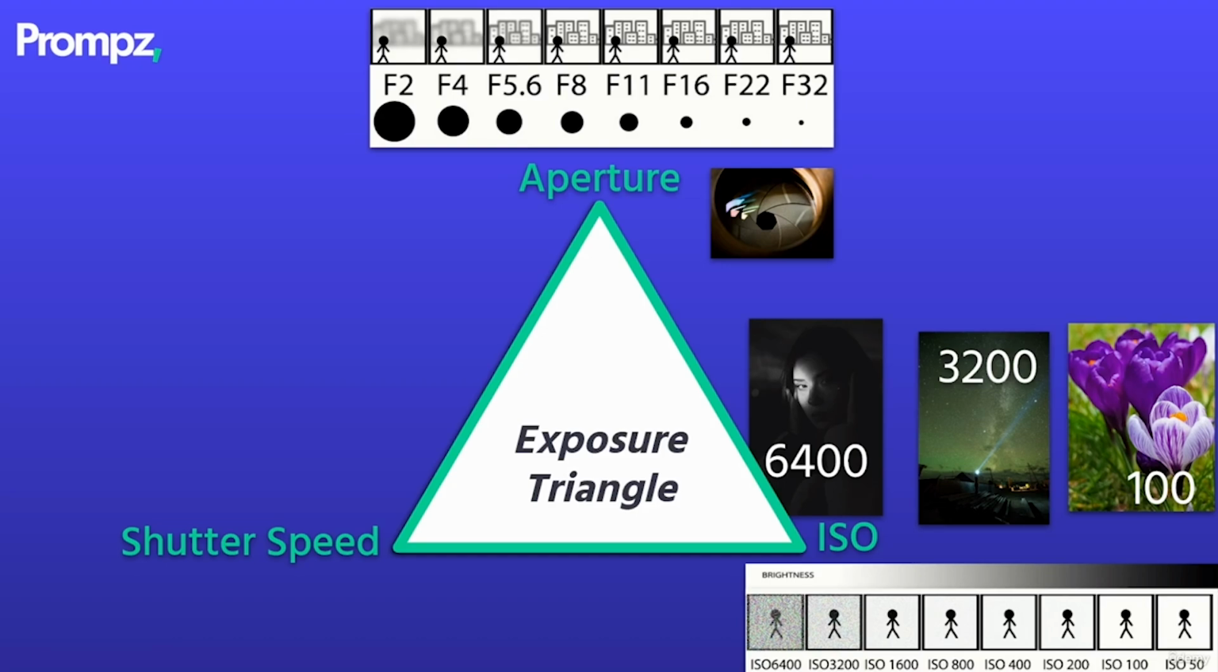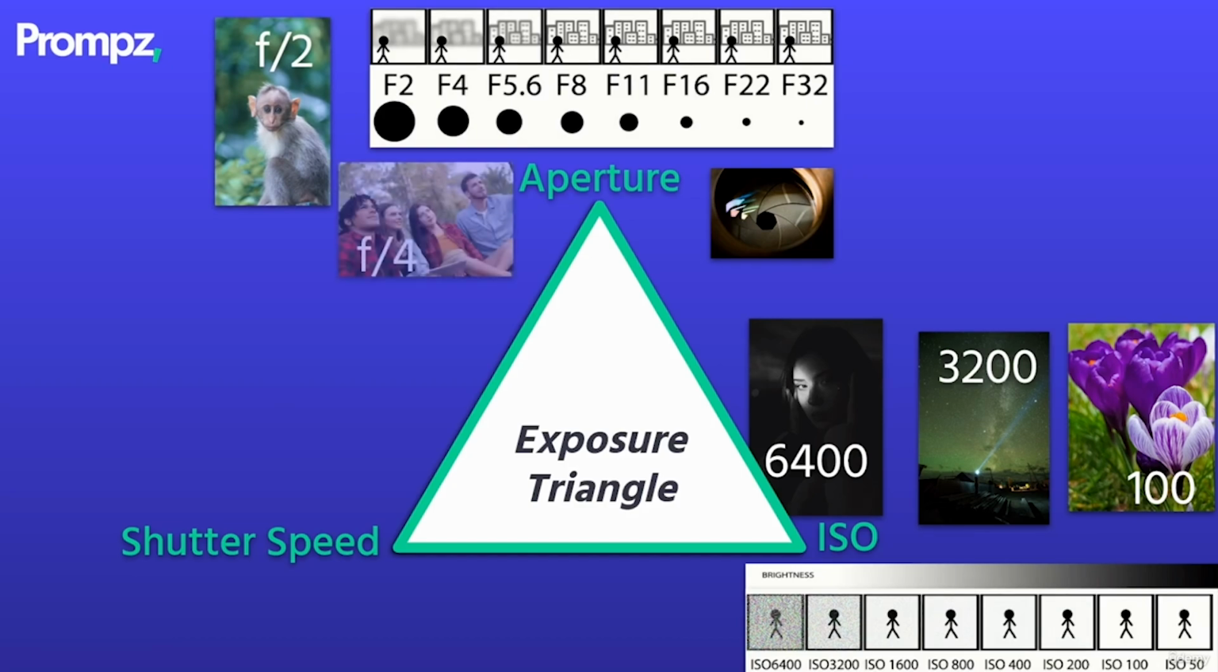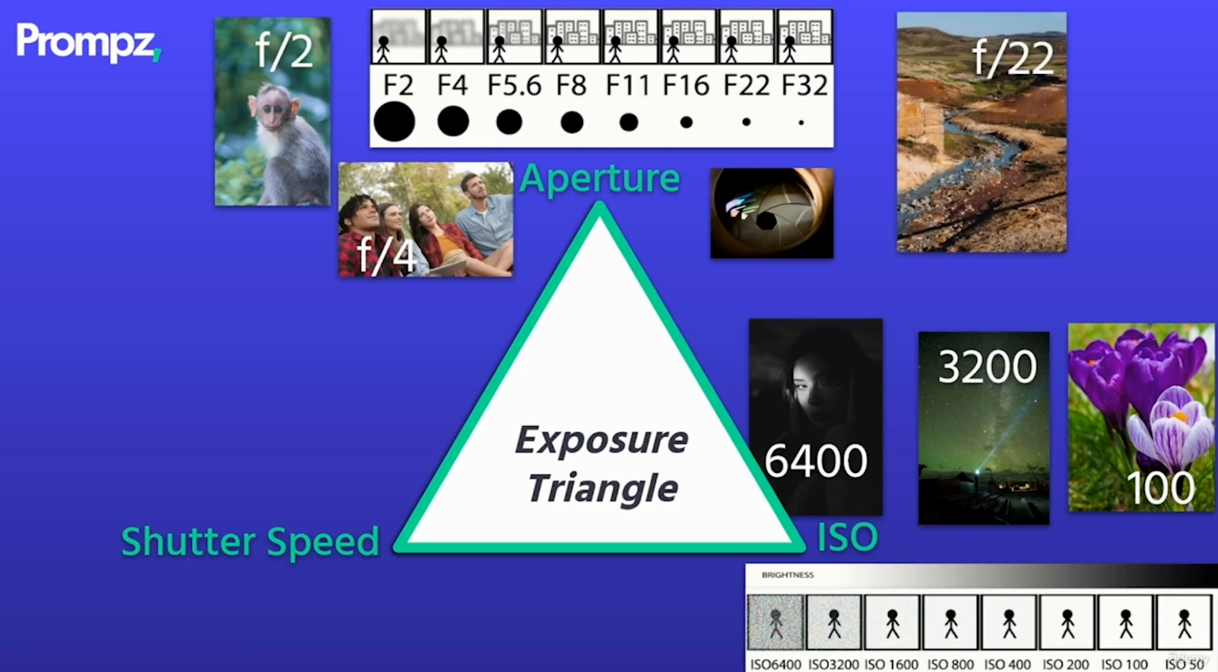Lower f-stops like f/2 provide a shallow depth of field ideal for portrait shots. Higher f-stops like f/22 offer a wider depth of field suitable for landscapes. Don't worry about the units measured in f-stops, it's a complicated math thing.